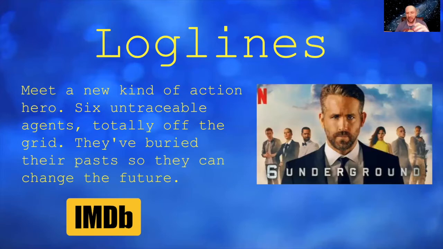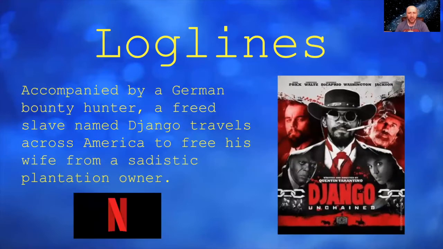So this, obviously, I didn't work on this at all. But I think this log line is silly. It doesn't tell me, okay, six untraceable agents, that's the hero. I don't know or care. They're off the grid. Okay, cool. They've buried their pasts. Fine. They can change the future. What does that mean? What is their goal to change the future? That doesn't tell me their obstacle or their goal. Their goal's so generic. I don't care.